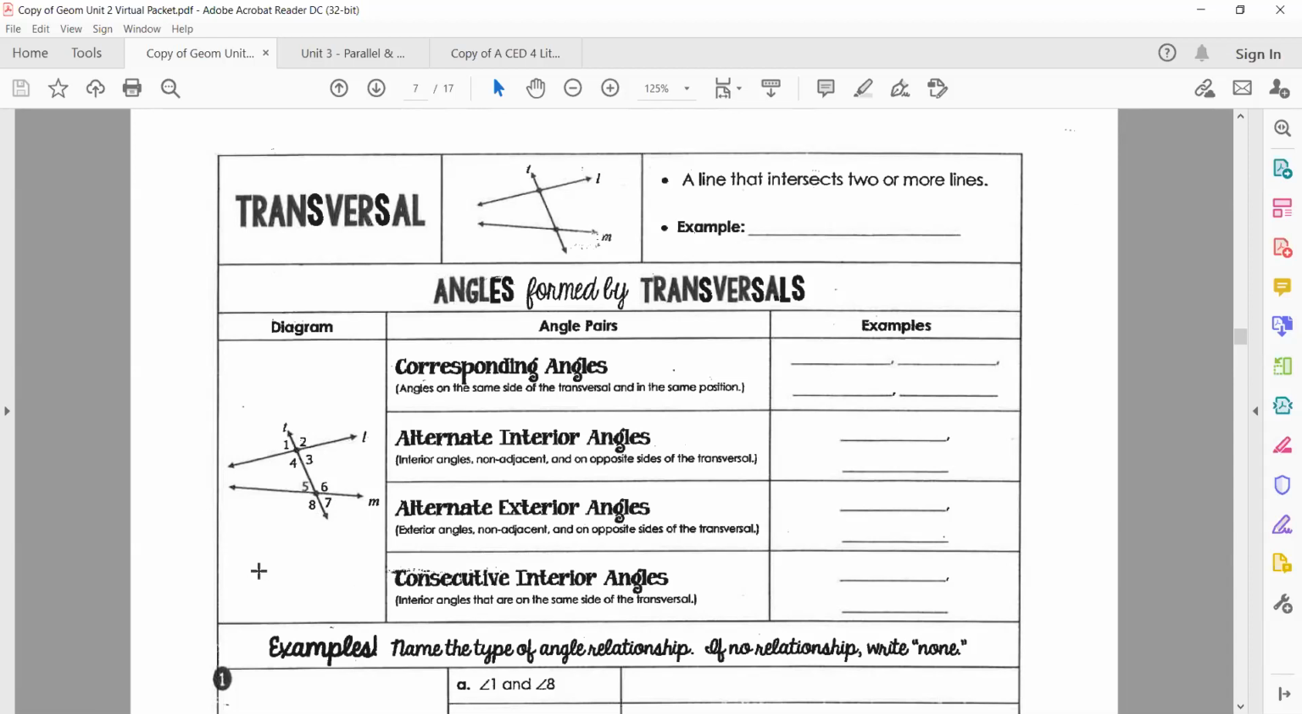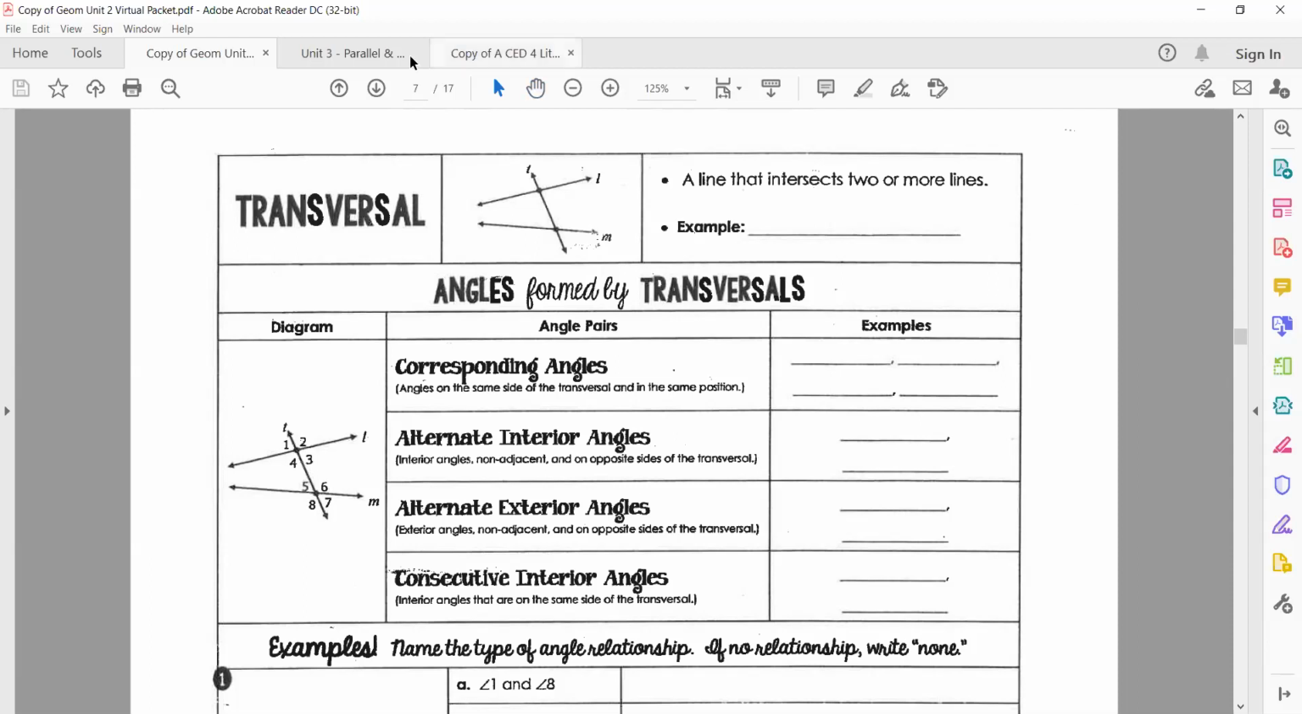The last of these definitions, consecutive interior angles. If my mouse were your finger on a piece of paper and you're running your finger down this transversal, the ones that are consecutive are the ones next to the transversal inside the two lines. So 4 and 5 are consecutive interior. 3 and 6 are also consecutive interior.